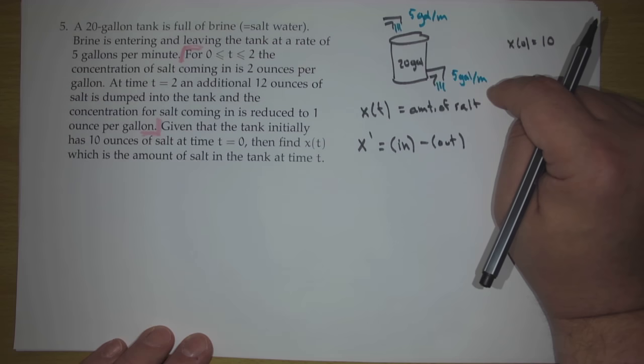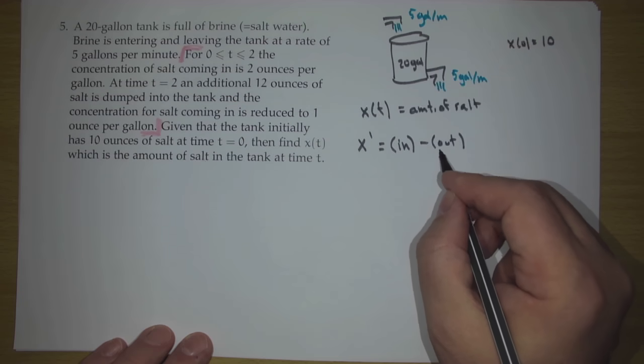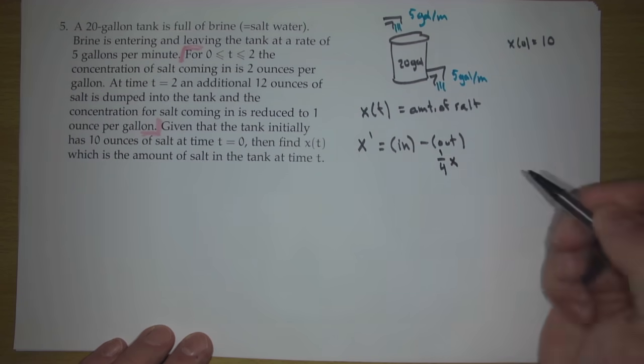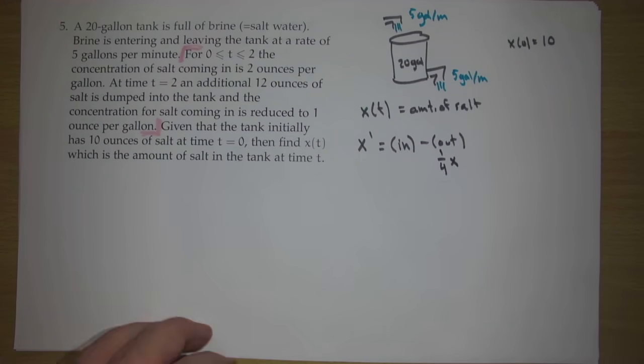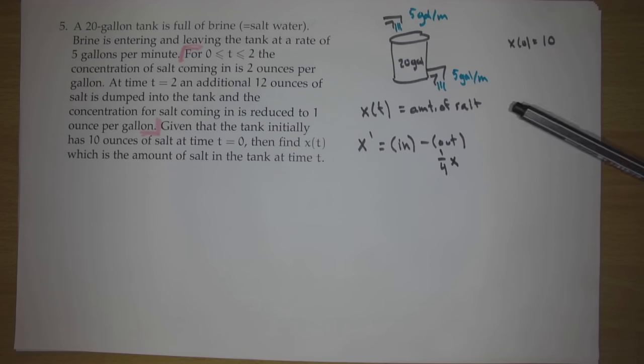1/4, right? So 1/4 of the brine is leaving all the time. So our out is 1/4 x. You can think of it as, if you don't like the 1/4 x, our flow rate is 5. Our concentration is x over 20. So 5 times x over 20 is the same as 1/4 x. Okay. So that's the straightforward part.